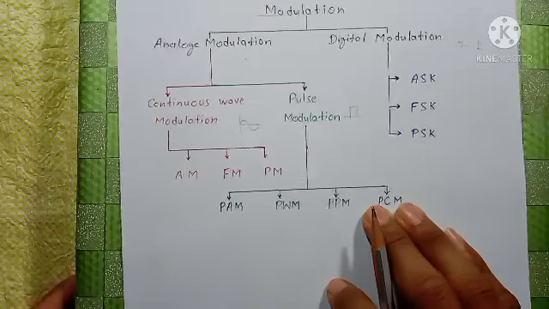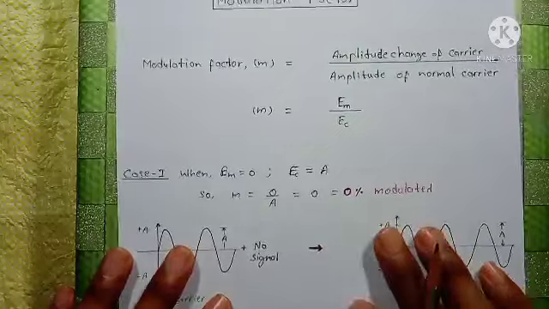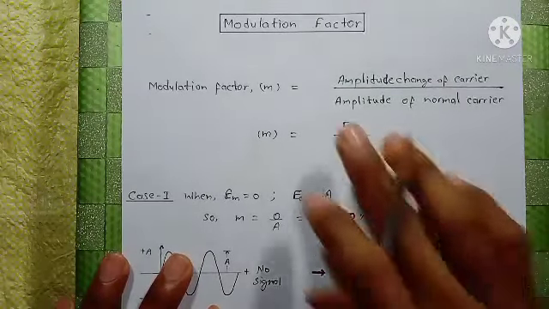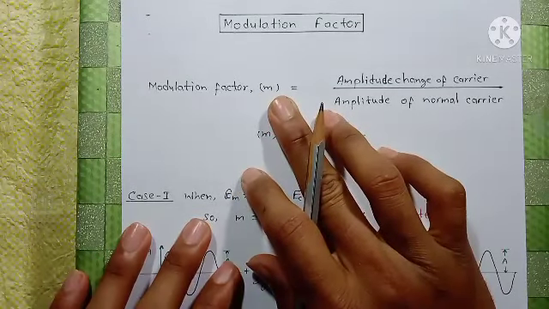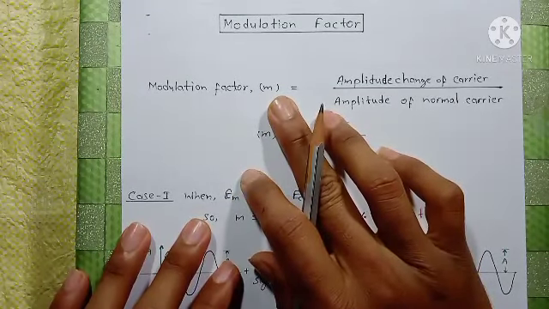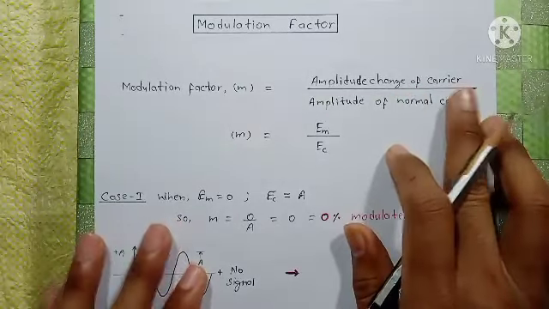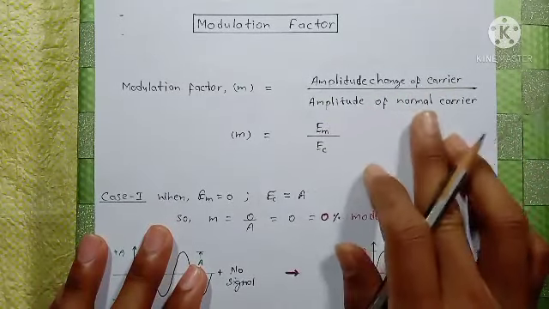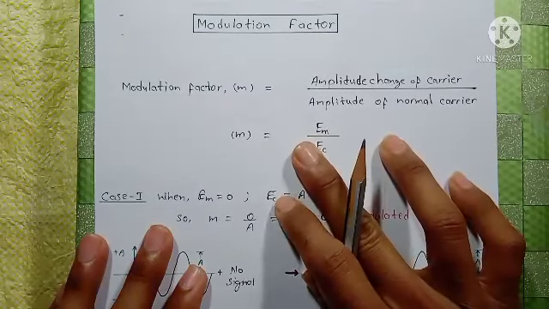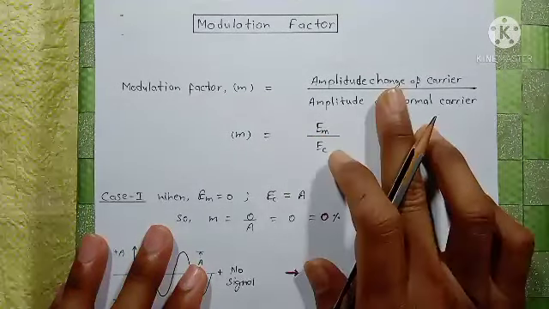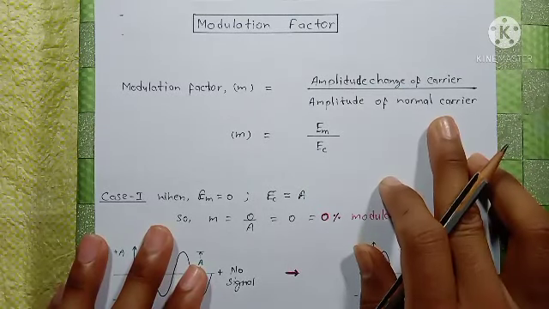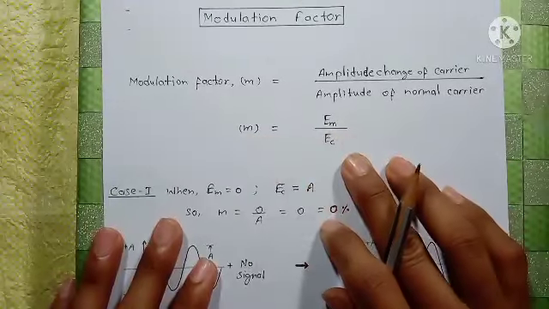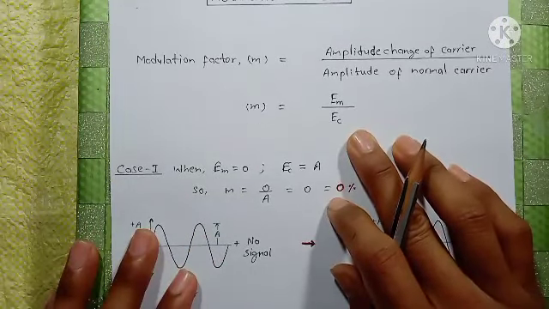Now we will see the modulation factor M. The modulation factor is the ratio of amplitude change of carrier to amplitude of normal carrier, where EM is the amplitude change of carrier, and EC is the amplitude of normal carrier. So we will get M is equal to EM divided by EC.